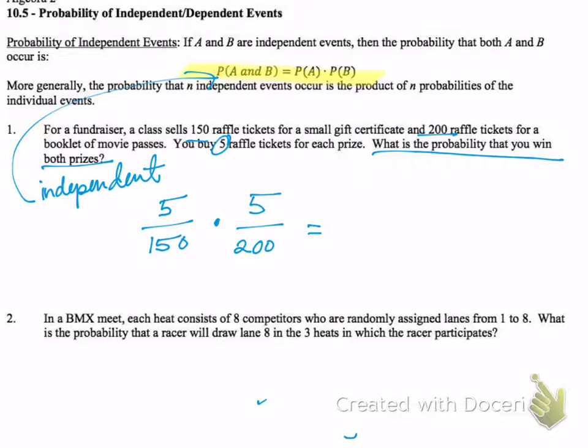So the probability of winning both prizes, we're going to put these in decimals because you end up getting really tiny numbers. We'll say it is 0.00083. Very, very small chance of winning both prizes.